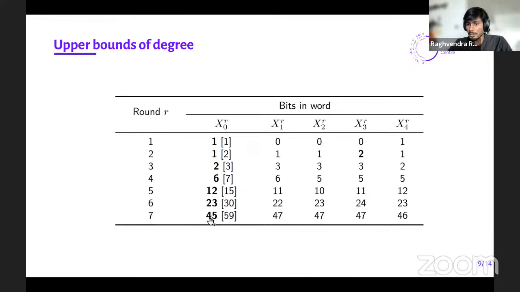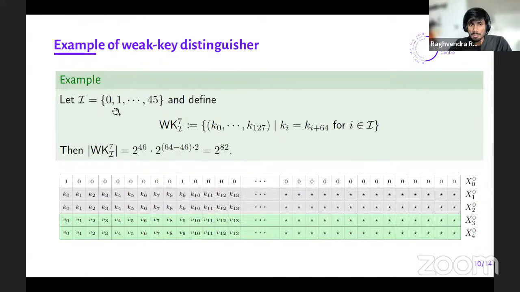Let me give one example of a weak key distinguisher. We take an indexing set I, which contains 46 elements, and corresponding to it, we define a set of weak keys. We set ki equal to ki plus 64 if small i lies in big I. If we compute the number of keys, this is basically 2 to the power 82. Now for each of these keys, if we set vi equal to vi plus 64, then after 7 rounds we observe the Q-sum, and it is always 0. This is because the algebraic degree after 7 rounds is 45, and here we have a 46 dimensional Q.